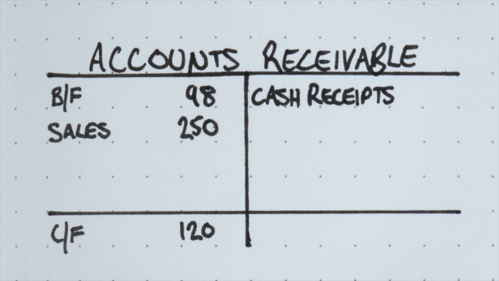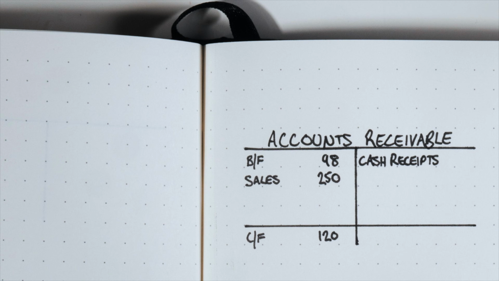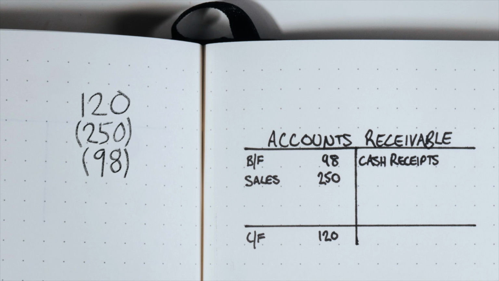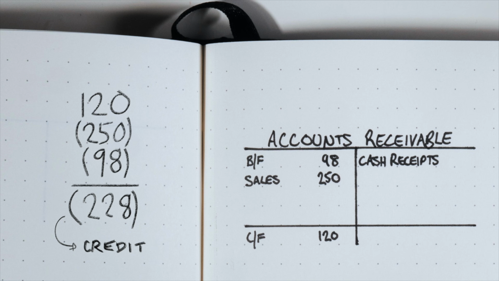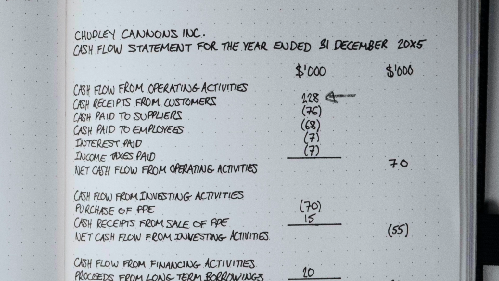Now we only have one missing value, cash receipts from customers, and we can work this out using some basic maths. Our closing balance of 120 less our sales of 250 less our opening balance of 98 gives us minus 228. The negative sign signifies that this is a credit, so we write this down on the credit side of our T account. As you can see, this ties back to the 228 that we have in our cash flow statement. All is well. Next, I'm going to skip over cash paid to suppliers and return back to it later in this video because it's actually one of the harder balances to calculate.